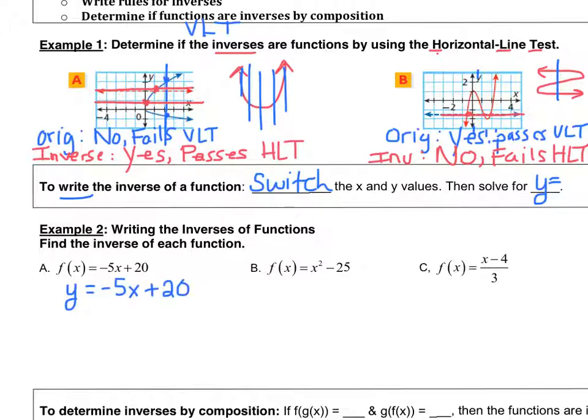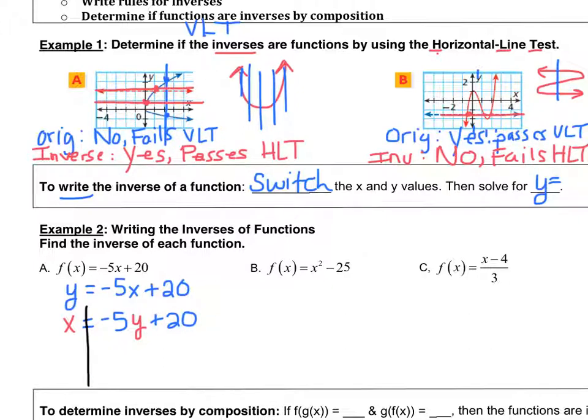That's the original. But what we're going to do is switch the x and the y. So instead of y, I'll write x. And then I write the negative 5. Instead of the x, I'm going to write y. And then I write the plus 20. So we switched the x and the y. Now we're going to solve it for y equals.